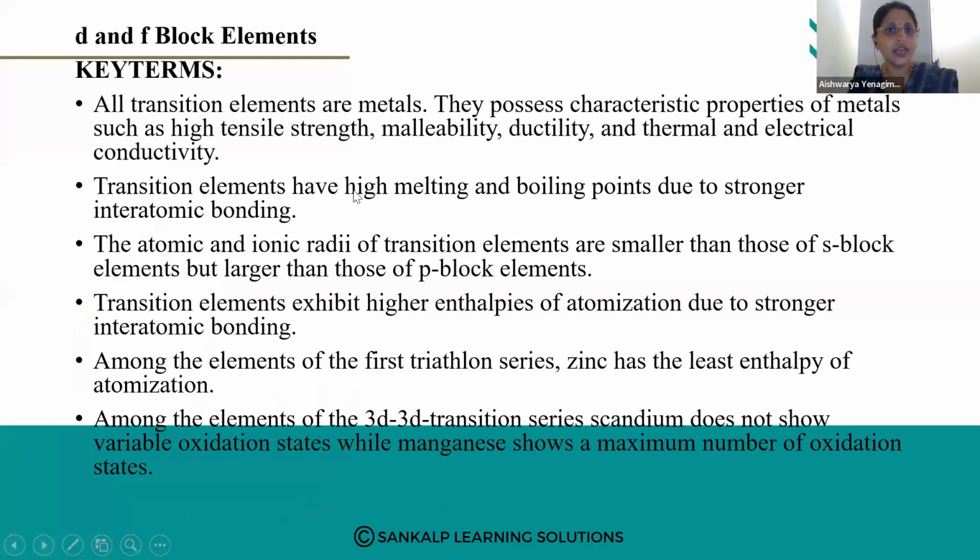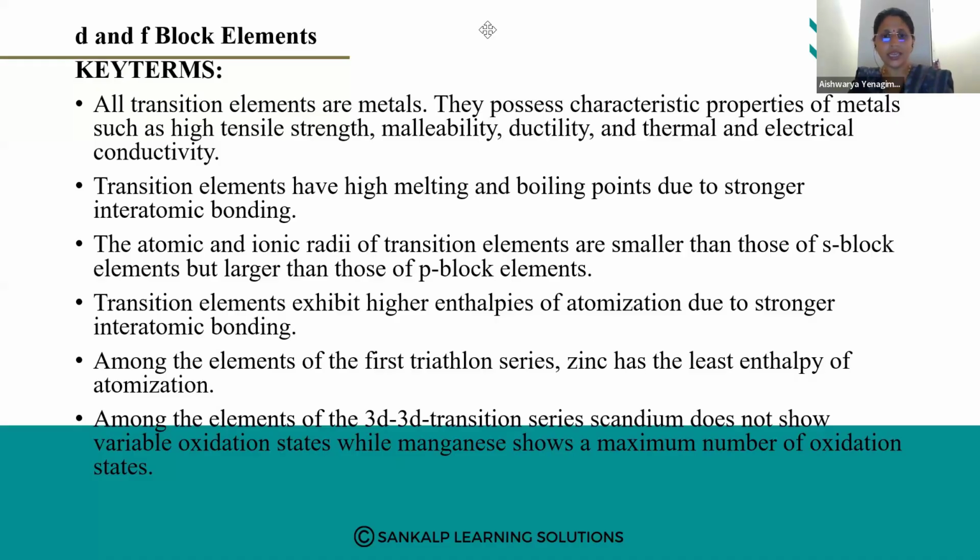So all the transition elements are metals. Transition elements or transition metals, they possess the characteristics of metals. What are the characteristics of metals? We'll be discussing that also. Typically, high tensile strength, malleability and ductility are there, and thermal and electrical conductivity is also there. Transition elements have high melting and boiling points due to strong metallic interatomic bonding.